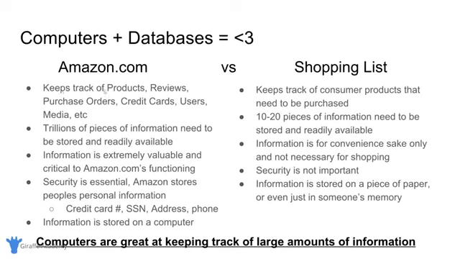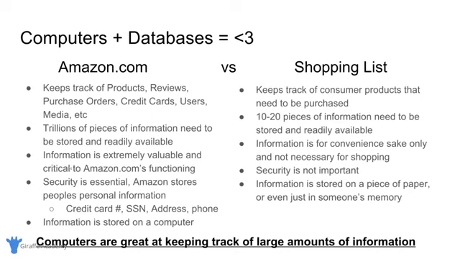So Amazon.com keeps track of products, reviews, purchase orders, credit cards, users, media, etc. So Amazon is keeping track of so much information. Trillions of pieces of information need to be stored and readily available. Over here we have a shopping list. A shopping list keeps track of consumer products that need to be purchased, right? We're talking 10 to 20 pieces of information need to be stored and readily available. So Amazon, we need to store trillions of pieces of information. With the shopping list, we need to store 10 or 20. Both of these are databases, but the one we have trillions of things, the other one we have 10 to 20 things.